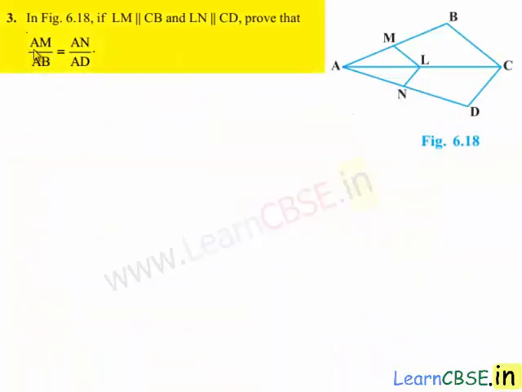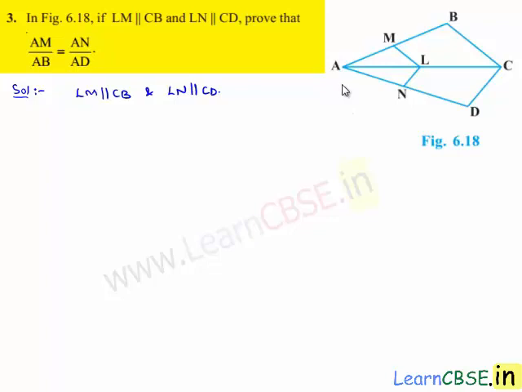Moving on to the third question. In figure 6.18, if LM is parallel to CB and LN is parallel to CD, prove that AM by AB is equal to AN by AD. Now moving on to the solution. Let us note down the given information that LM is parallel to CB and LN is parallel to CD. So finally he asked us to prove that AM by AB is equal to AN by AD.